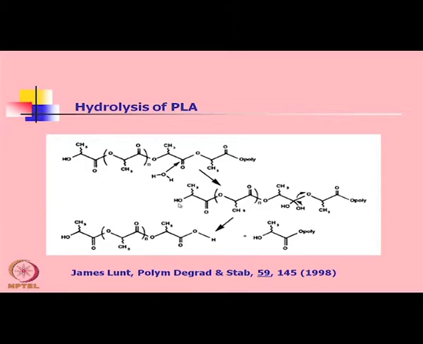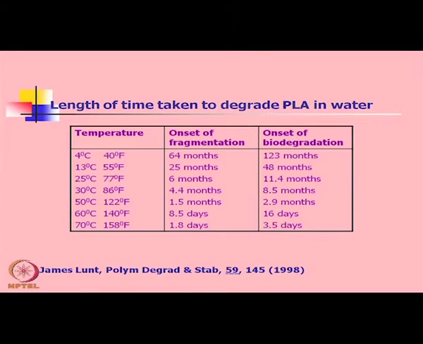This shows a scheme of the reaction which occurs during hydrolysis of polylactic acid. This contains an ester group. This is the reaction, how it degrades. Ultimately, this is one of the products of degradation. So, after fragmentation, small length species will be formed, which will be easy for the microorganisms to metabolize.